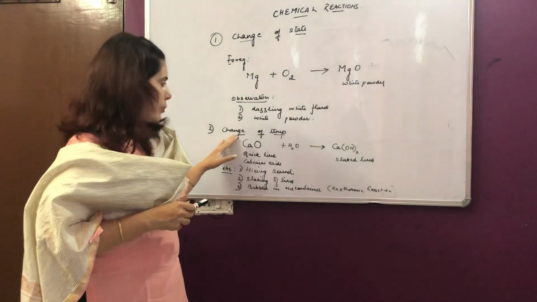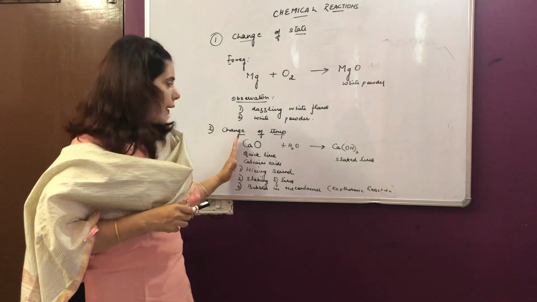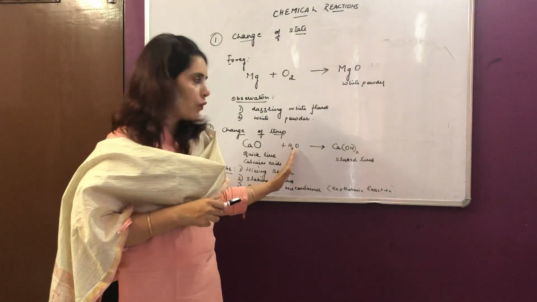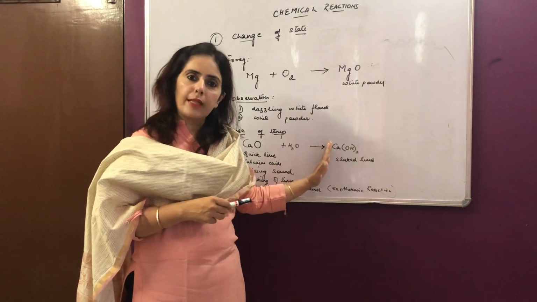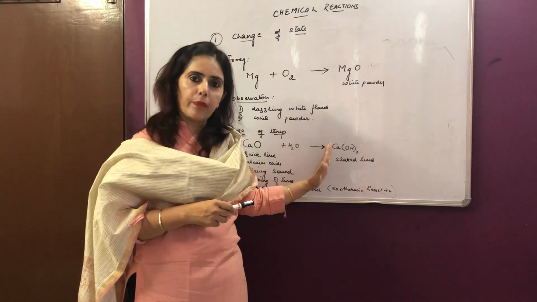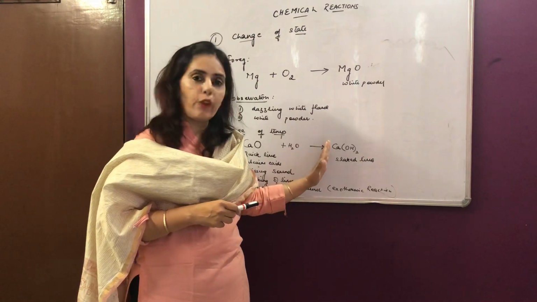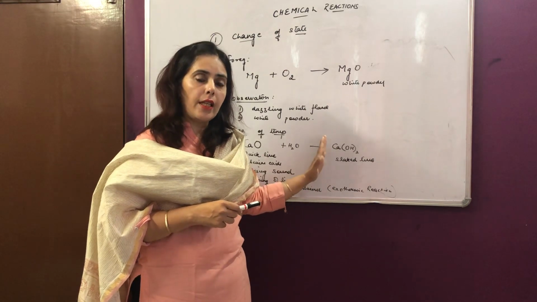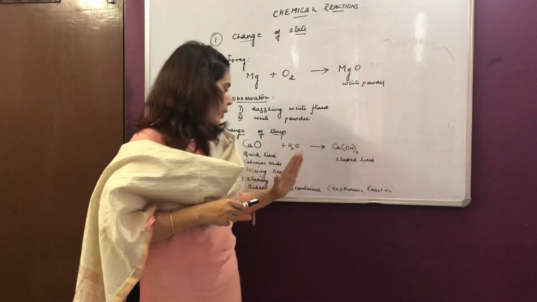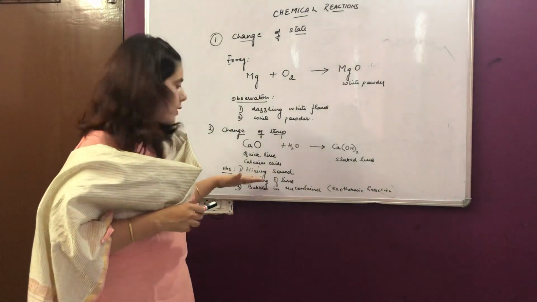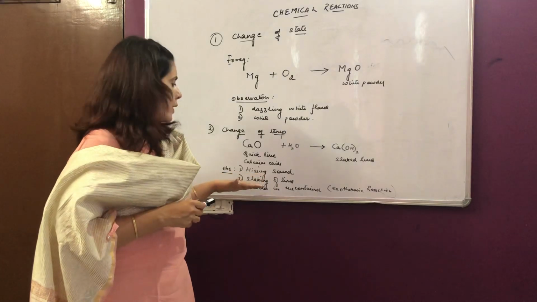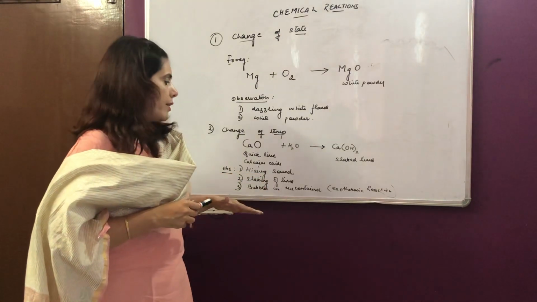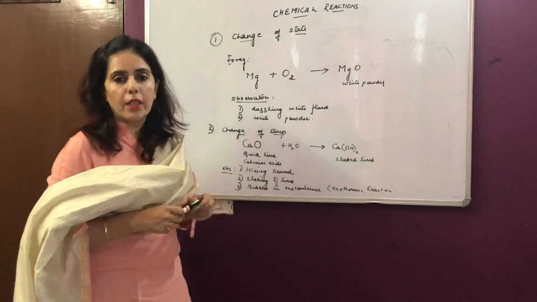Next is change of temperature. We took quicklime, poured some water over it, the lump of the lime slaked, and it formed slaked lime. And the chemical formula of slaked lime is Ca(OH)2. What are the observations? Hissing sound occurs, slaking of lime takes place, and the bubbles in the container appear.